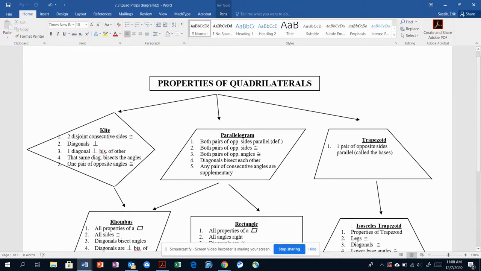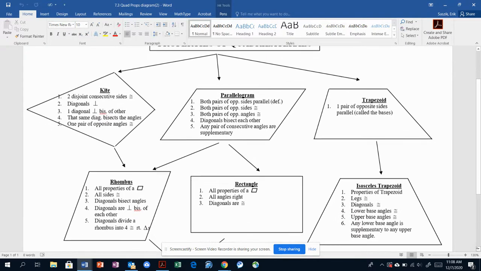I think all you guys already know that both pairs of opposite sides of a parallelogram are parallel. I think you probably knew that, right? You know, a rectangle. Did you know that all angles are right? Yeah, I kind of thought you did. Rhombus, all sides are congruent. Yeah, I think you knew that. Okay. So I bet you probably know half the stuff here already.